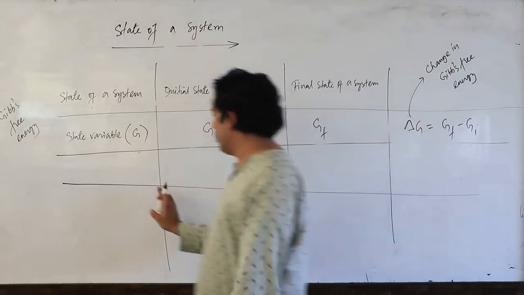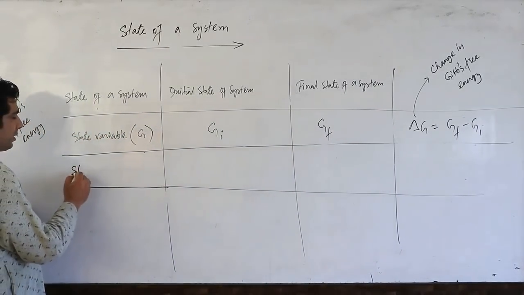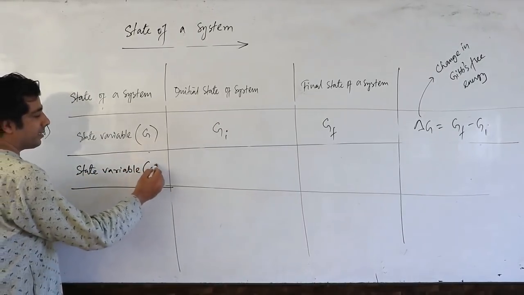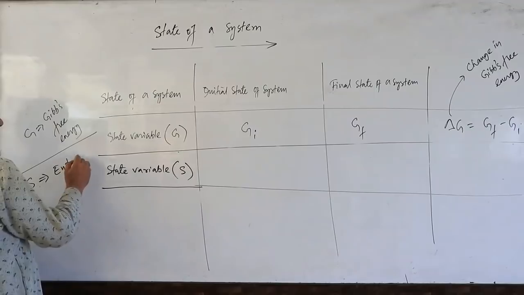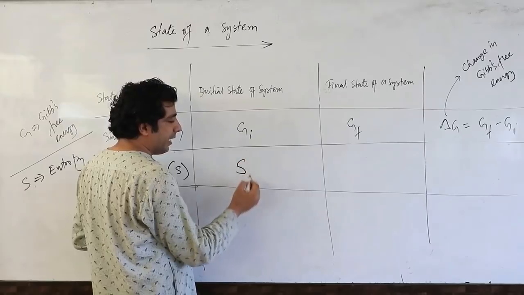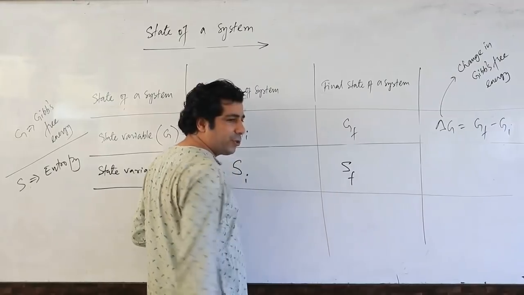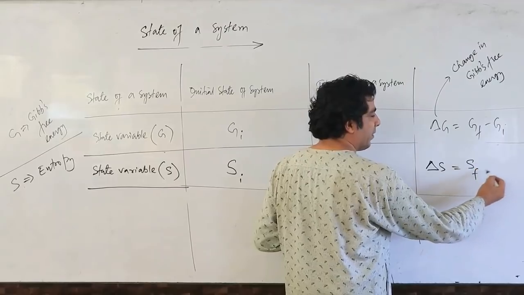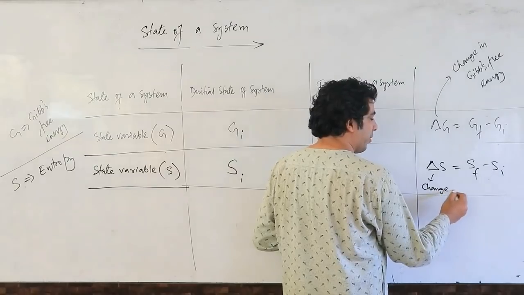Okay, now have a look here, my dear friends. Let's talk about one more state variable. Let's take one more state variable as S. S stands for entropy. In this chapter we will discuss entropy as well. So if S is the initial entropy of the system, and Sf is the final entropy of the system, then delta S, that is the change in entropy, will be S final minus S initial. So this delta S is the change in entropy of the system.